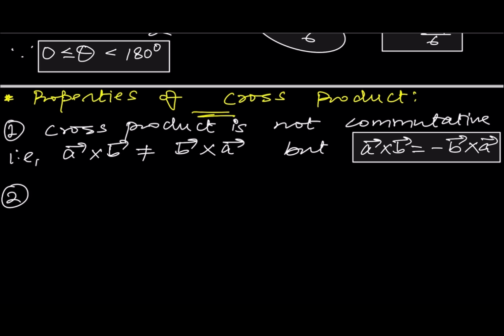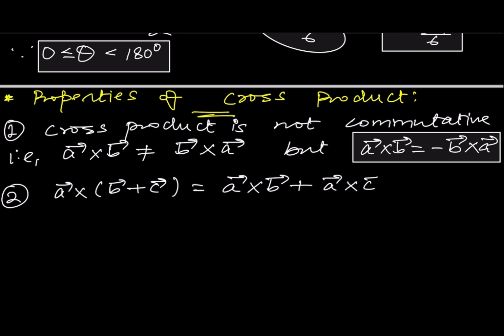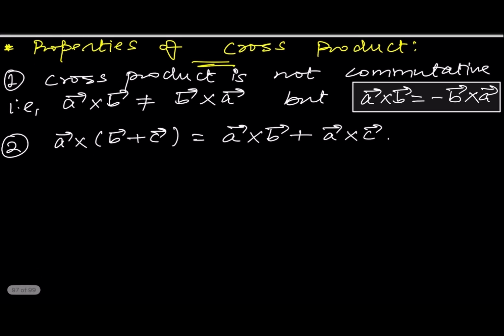Property 2, A cross (B plus C) is A cross B plus A cross C, right? Means cross product is distributive over addition or subtraction.